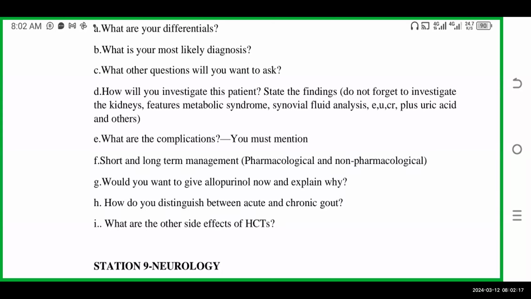Of course, colchicine, like we know, can be used, especially in the acute phase; it helps to relieve symptoms.